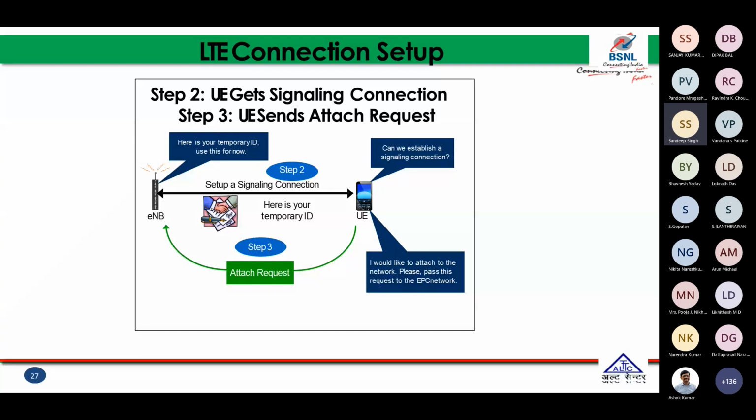After RRC connection setup, a temporary ID is given to the UE by the eNodeB. Here, this one is your temporary ID. What is the name of the temporary ID? Cell radio network temporary ID, C-RNTI. That temporary ID is used for further communication from the base station to the UE. The third step is the UE sends the attach request. If you compare with 5G, that is the registration request.